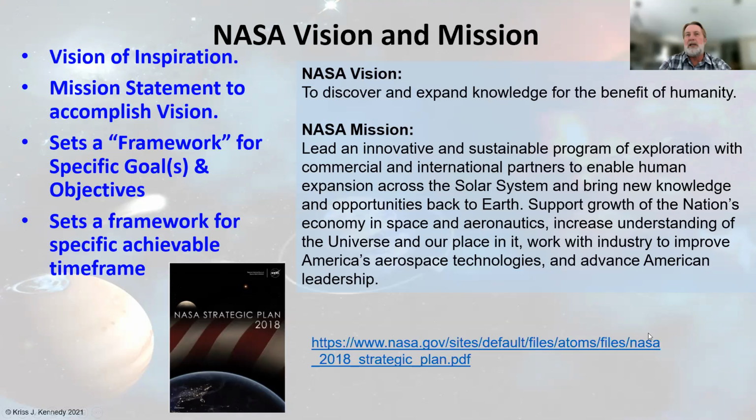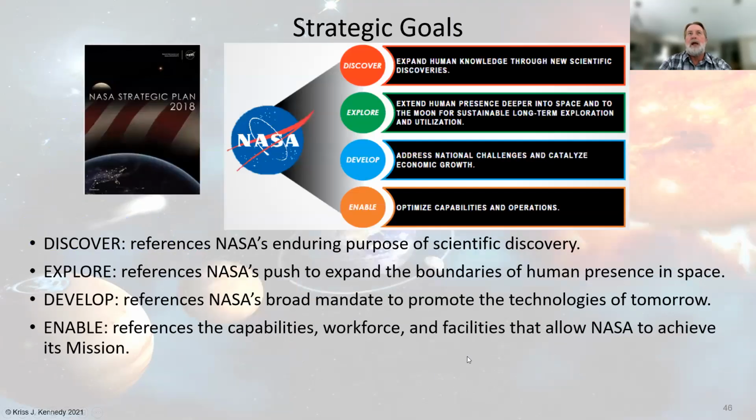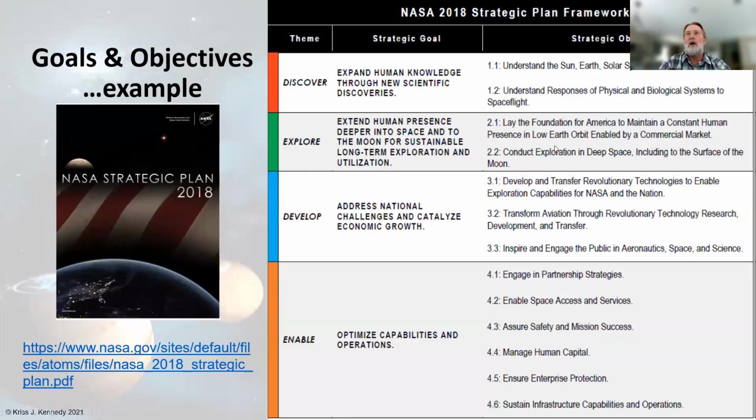And this is the 2018 one from the strategic plan. And then from that, you had strategic goals: discover, explore, develop, and enable. And with those, you have even more objectives from each of those goals. So you can see here how it continues to break down. And this is to really help you understand the process and the methodology that's used and the thinking behind it.